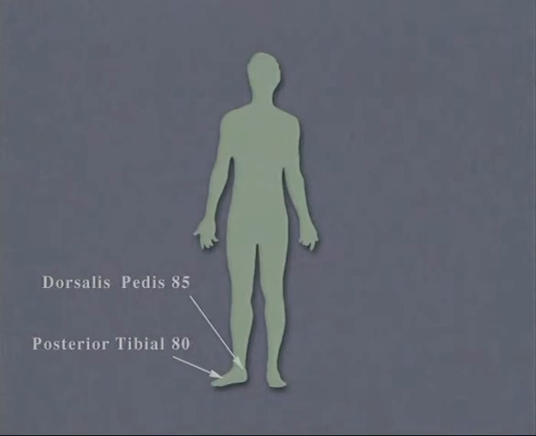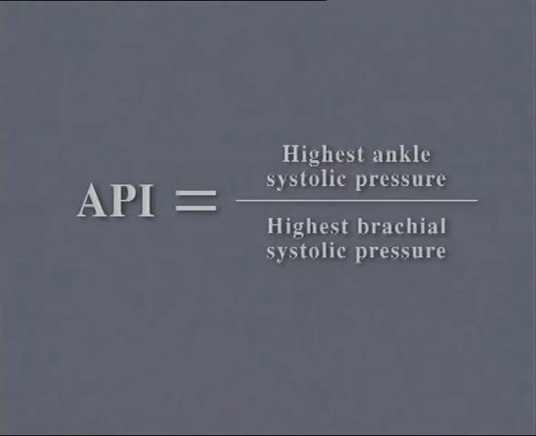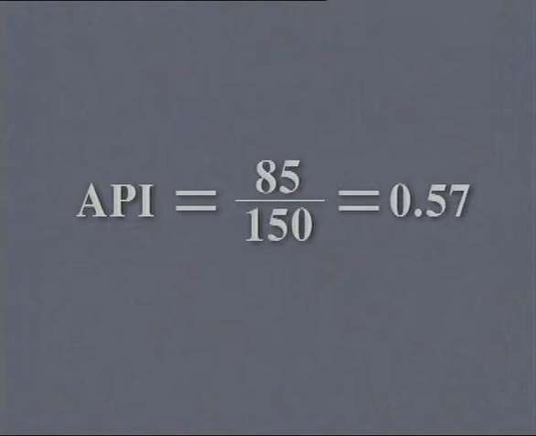In this example, the ankle pressures for the right leg were 80 and 85, and the brachial pressures were 145 and 150. The ankle pressure index is calculated by taking the higher ankle pressure reading of the two pulses in one leg, that is 85, and dividing it by the higher brachial pressure reading, in this case 150. The API is therefore 0.57.